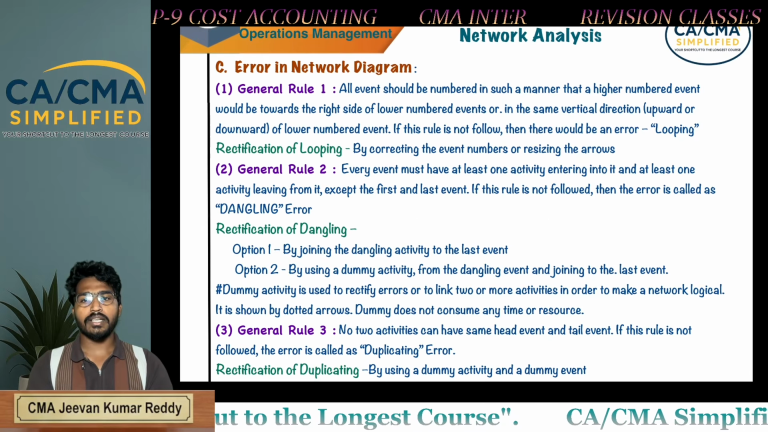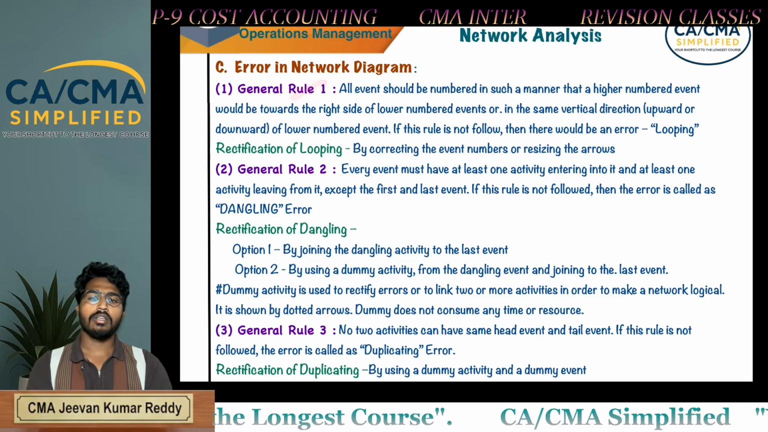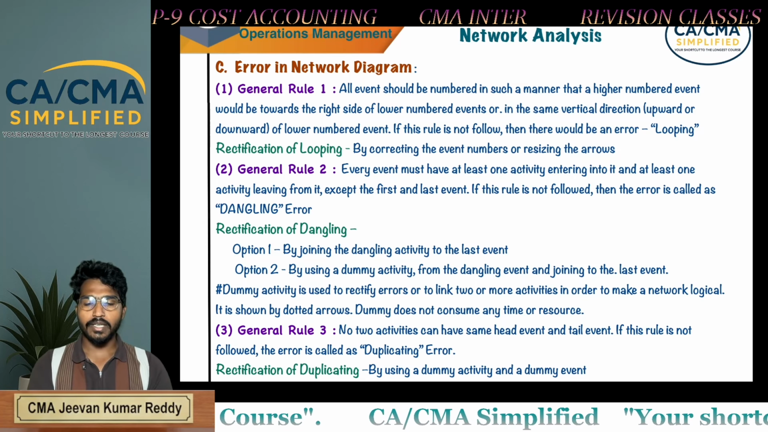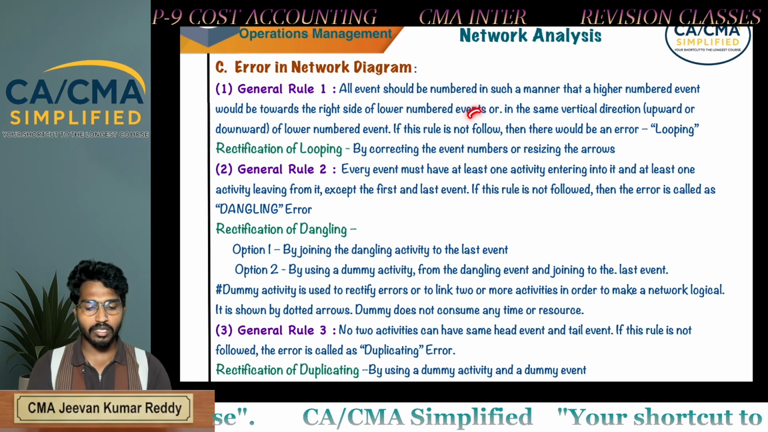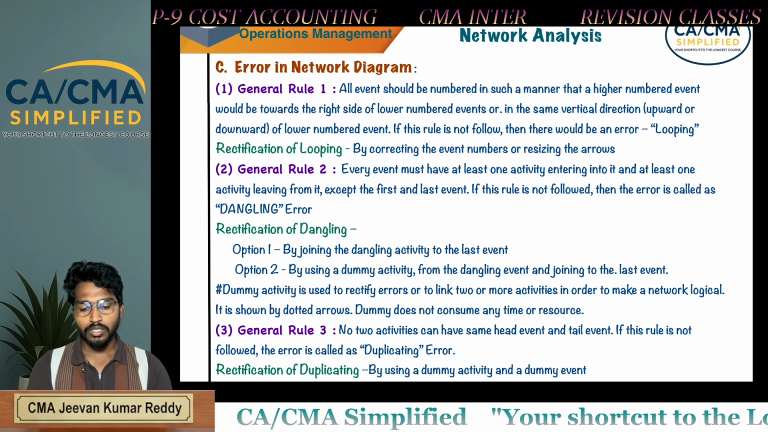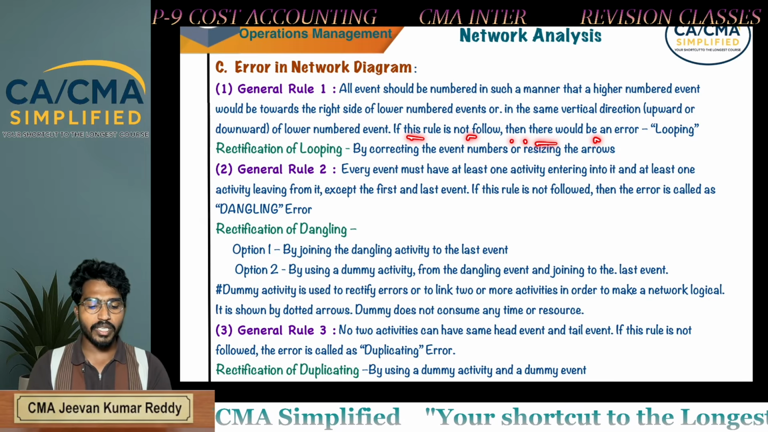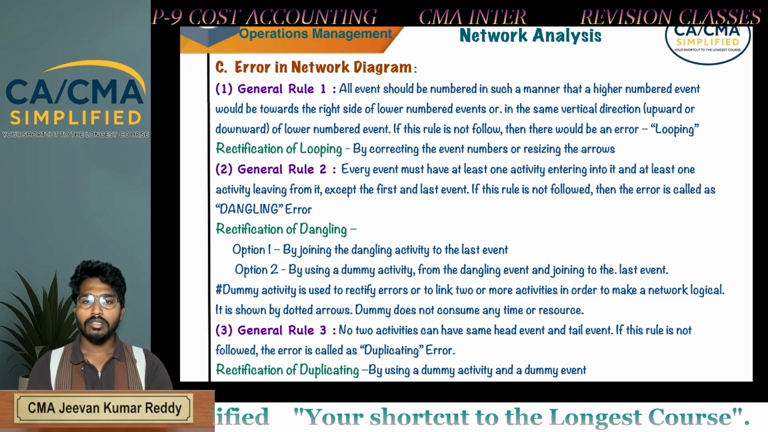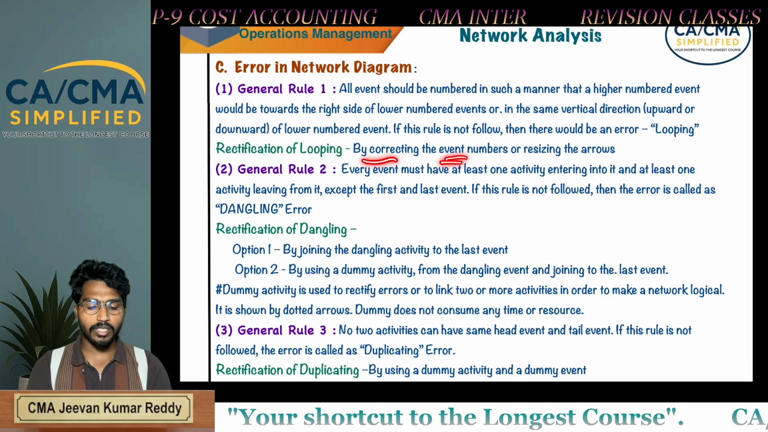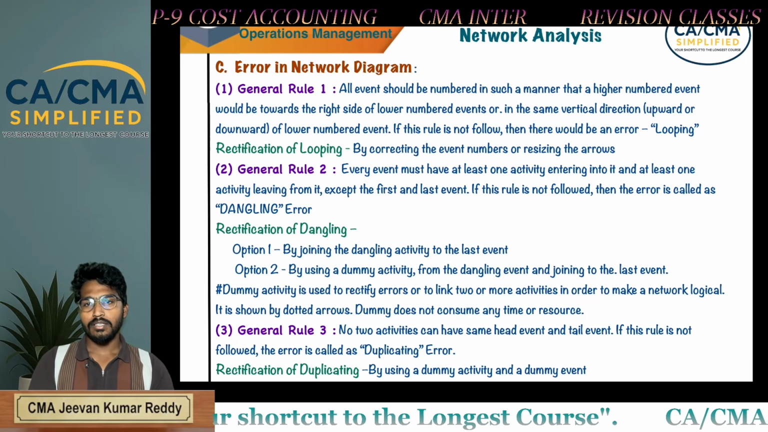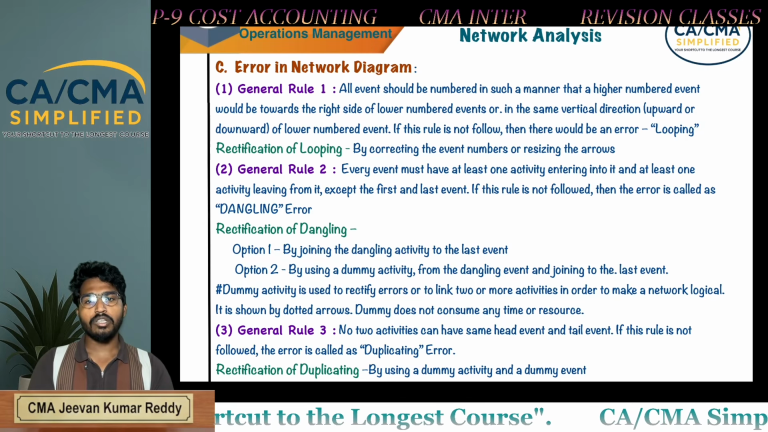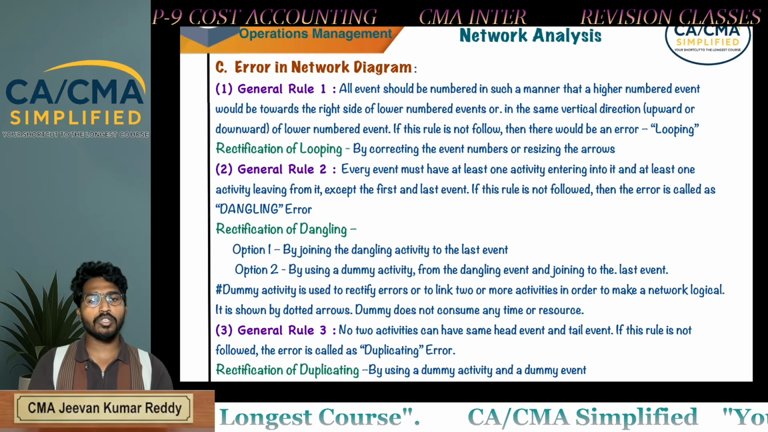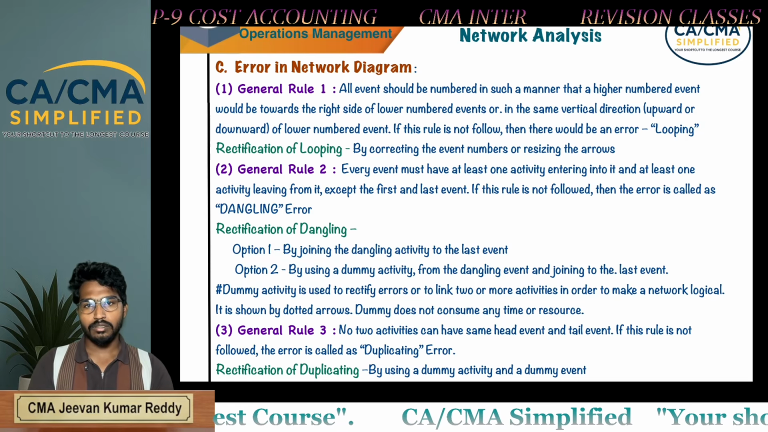Next, errors in the network diagram. First, general rule 1: all the events should be numbered in such a manner that higher number events are towards the right side, and lower number events are in the vertical direction, upward or downward. If this rule is not followed, then there is an error called looping error. So how to correct it? By correcting the event numbers or resizing the arrows. That means you have to be conscious while numbering the events. Always a higher number should be given to the right side event only.